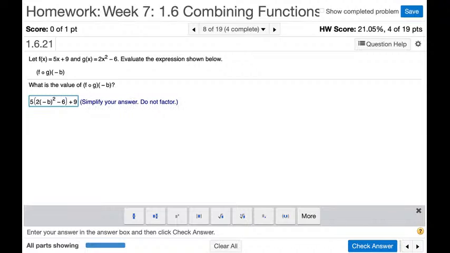So -b squared becomes positive b. It's going to be 2b squared like this. If we distribute the 5, this becomes 10. 5 times 6 is 30. So I think it's going to ultimately be a -21. I think that's okay. Let's go with that.